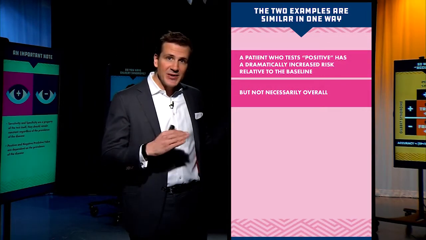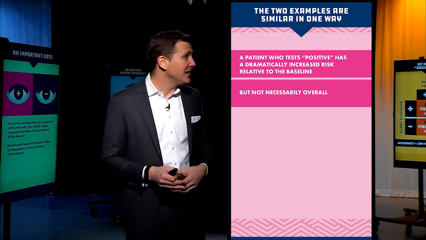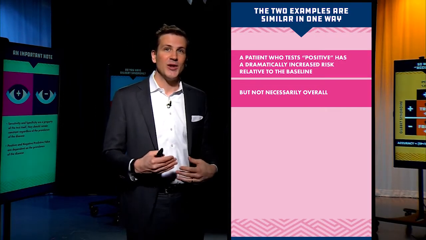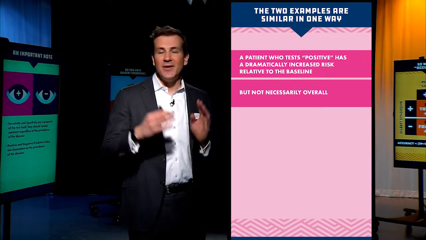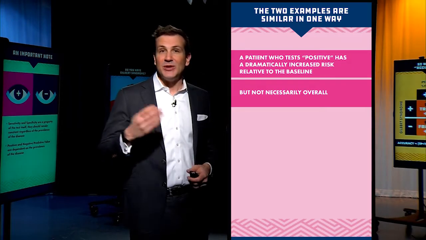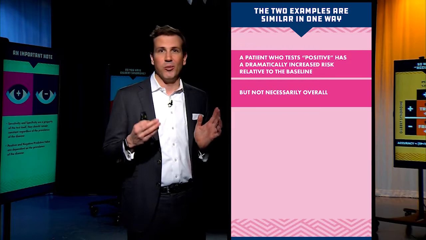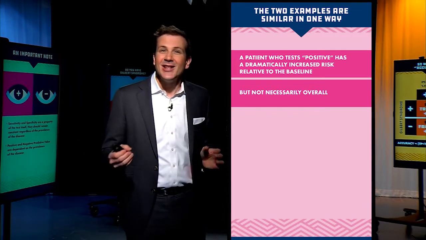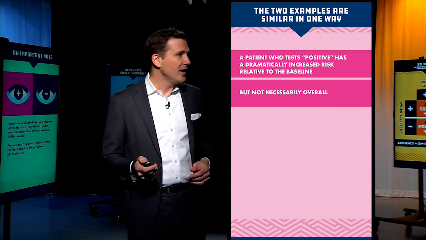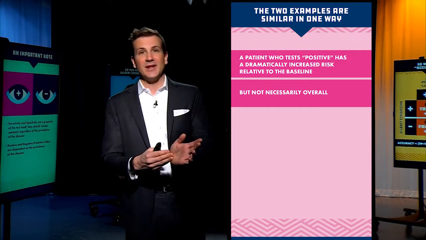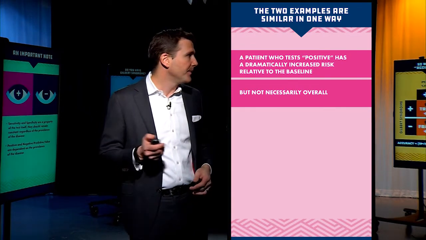So the two examples that I gave you, the high and the low prevalence examples, are similar in one way. A patient who tests positive does have a dramatically increased risk relative to the baseline of the population. So even in that nunnery example, the people who tested positive, instead of having a risk of 0.001%, now have a risk of 0.005% or whatever. So it is higher, but it's still very low on the absolute scale. Okay? So a positive test does increase your risk of having the disease from baseline, but if your baseline is incredibly low, it's incredibly low.